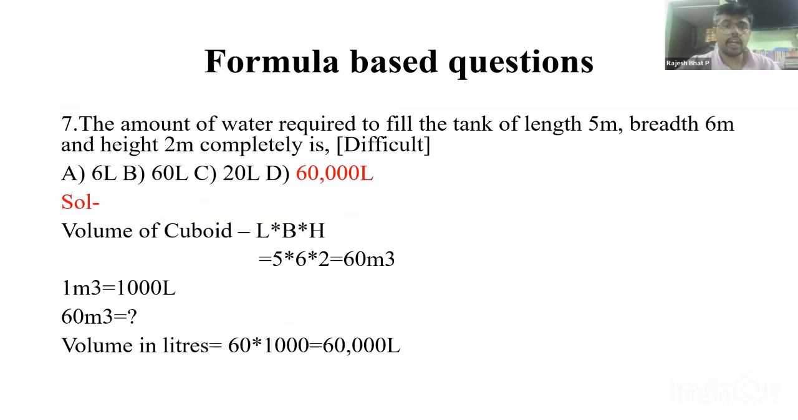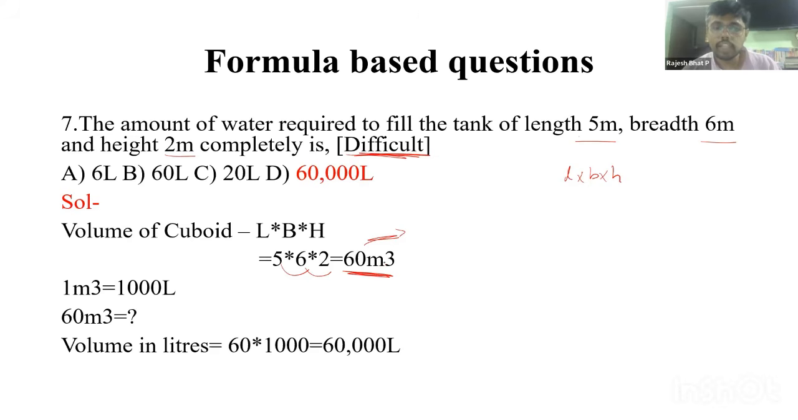Next, a very important problem, which is also there in your LBA. What is this problem? In LBA it is mentioned as difficult. The amount of water filled in the tank is 5, 6, and 2. What is this? Length, breadth, and height. That means this tank must be a cuboid. What is the volume of cuboid? Amount of water filled means it is volume only, no? It is L into B into H. So if you multiply, what do you get? Answer: 60 meter cube. See, 5 sixes are 30, 2 thirties are 60.